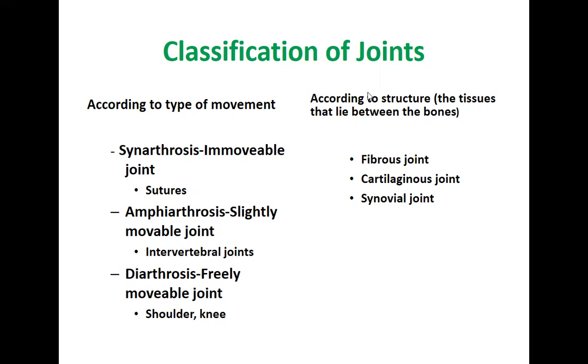There is a second type of classification according to the structure of the joint, how it is made up. That is called structure. Okay. So the tissues that lie between the two bones classify the joint into three types again. This is called the fibrous joint, then the cartilaginous joint, and the synovial joint. Fibrous joint, cartilaginous joint, and synovial joint. What are these three types? We'll see one by one.